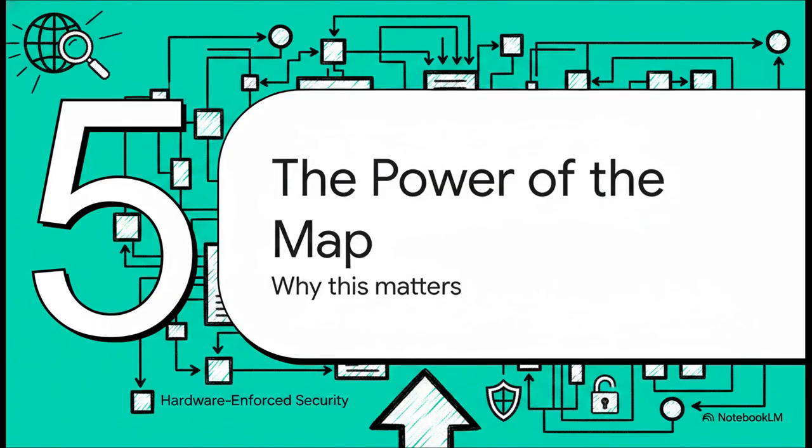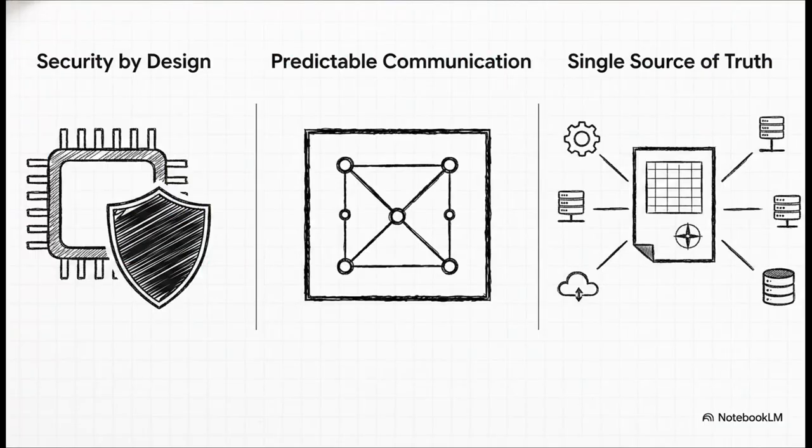So, let's zoom out for a second. Why is this whole architectural approach so powerful? What's the big deal about having this kind of master plan? Well, there are 3 huge takeaways here. First, security is baked in from the very foundation. It's the CPU hardware enforcing the rules, which is way more robust than any software check.